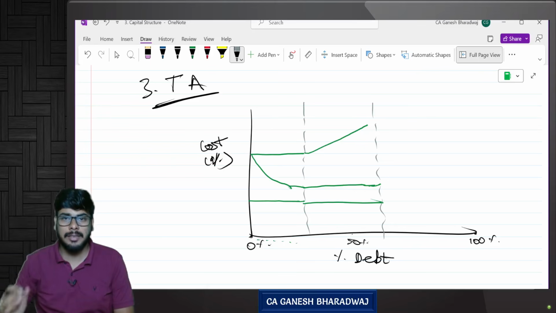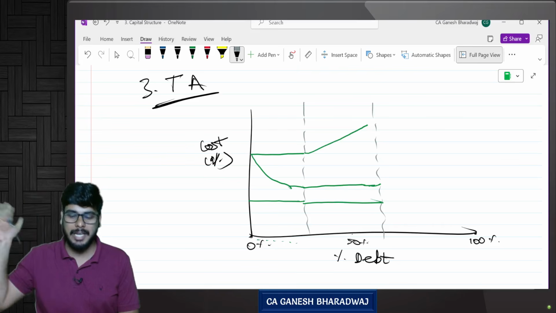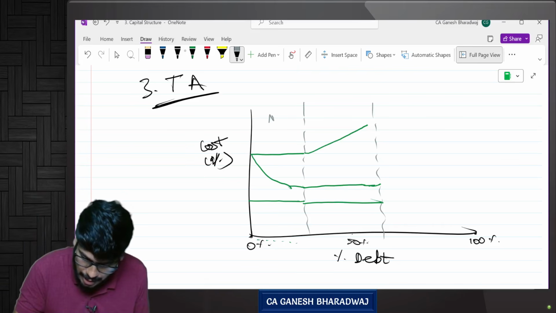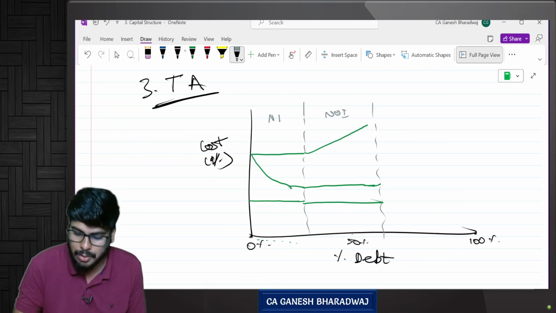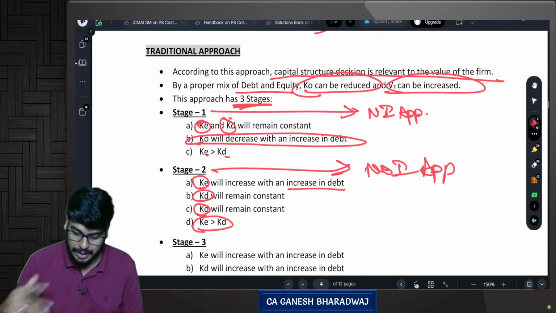This is nothing but your net operating income approach. So the first stage is basically your NI, and this is basically your NOI. Are you clear with this? And if you further infuse debt, what will happen? This is what they are saying.